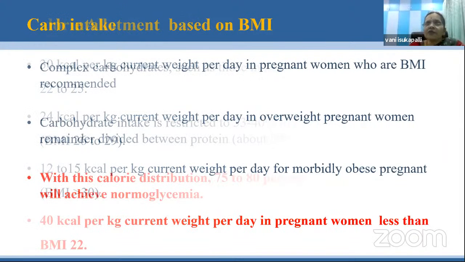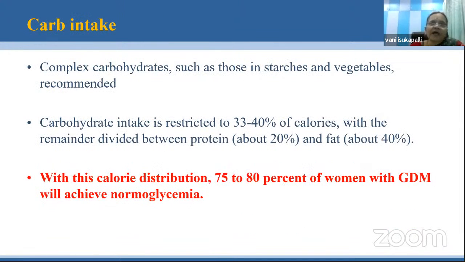For the carbohydrate intake also, we should give some advice that complex carbohydrates are to be recommended. The carbohydrate should be around 40% of the total calories, the protein should be 20%, and the fat should be around 40% again. And with this, if you are able to convince the woman regarding all these rules regarding the nutrition, 75 to 80% of women will be achieving normoglycemia.